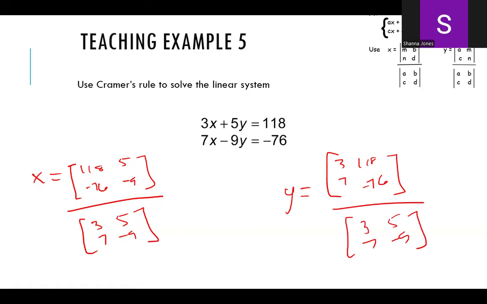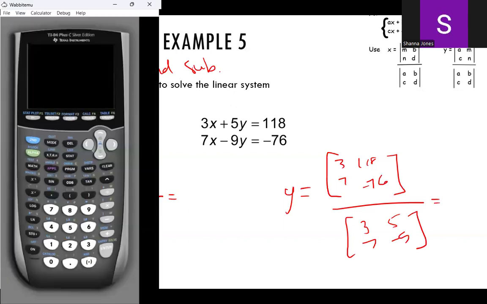And how do we find our determinant? Determinant, we cross multiply and subtract. You can do it by hand, or, yes, your bottom you only have to do once because it's going to be the same. So now we're going to find the determinant, and I'm just going to use the calculator.